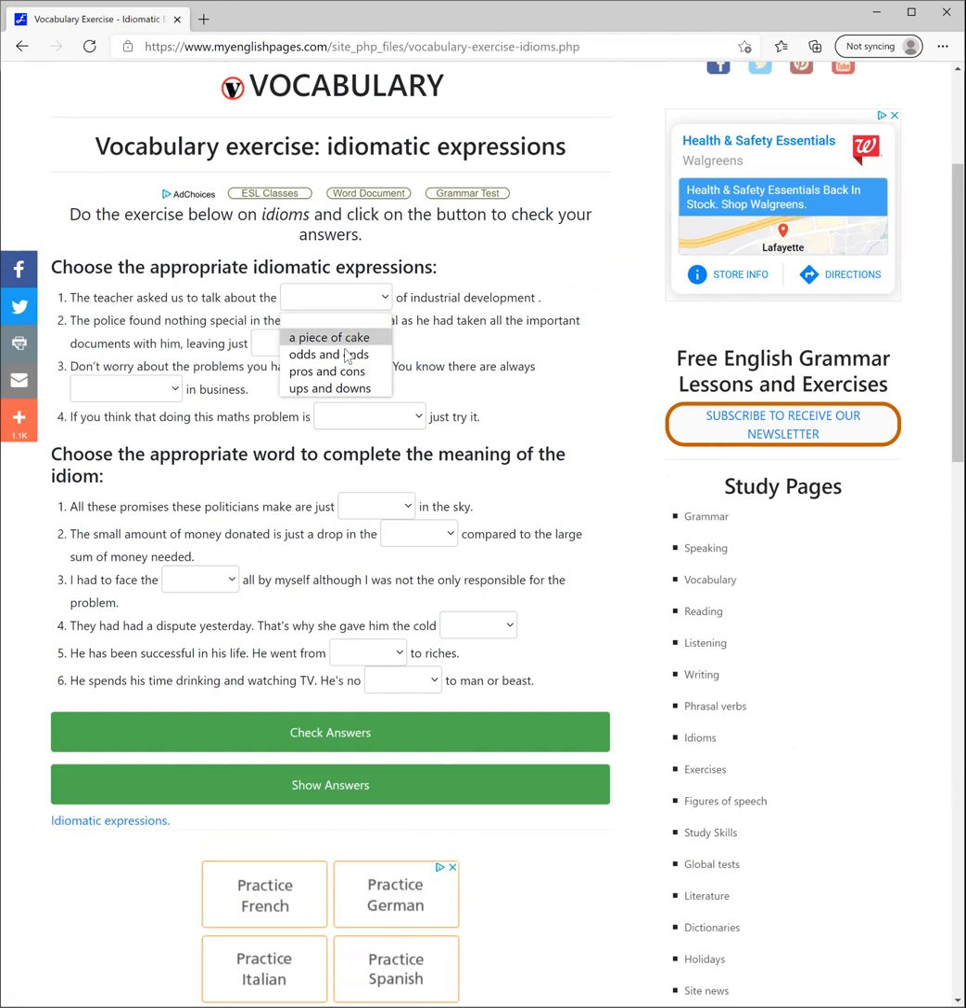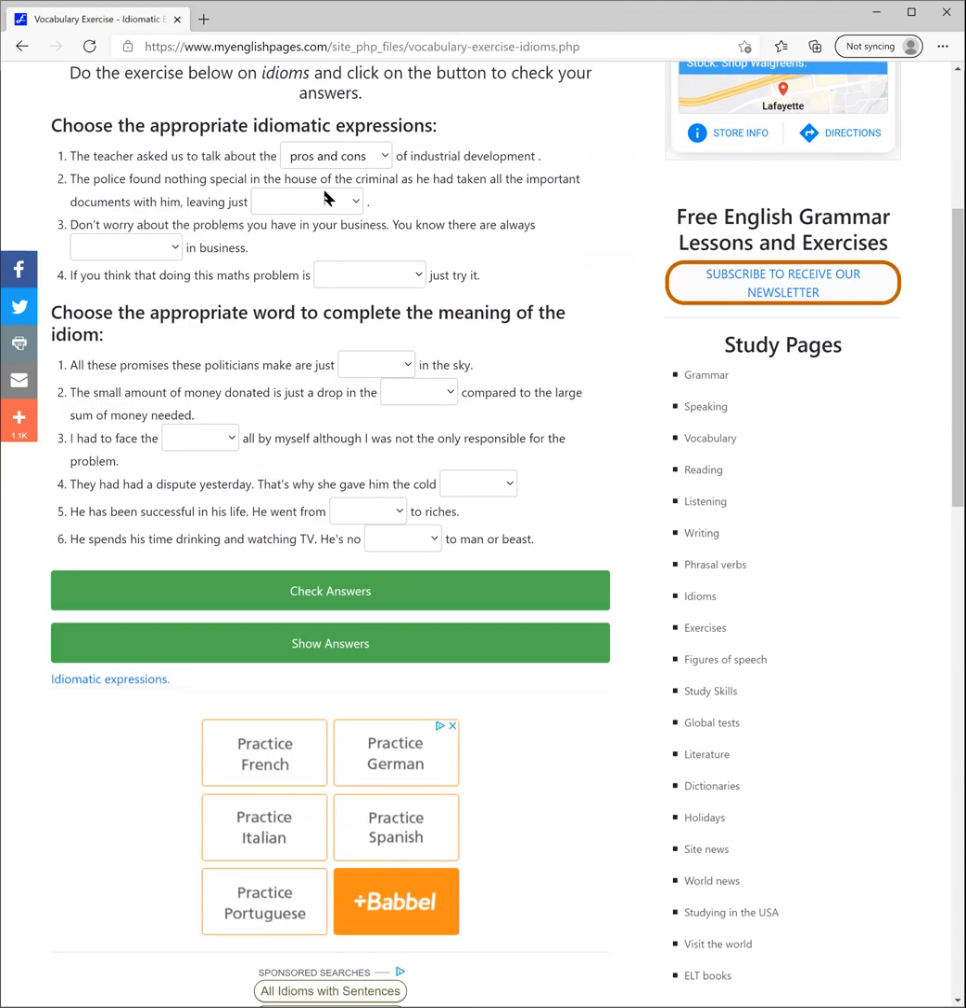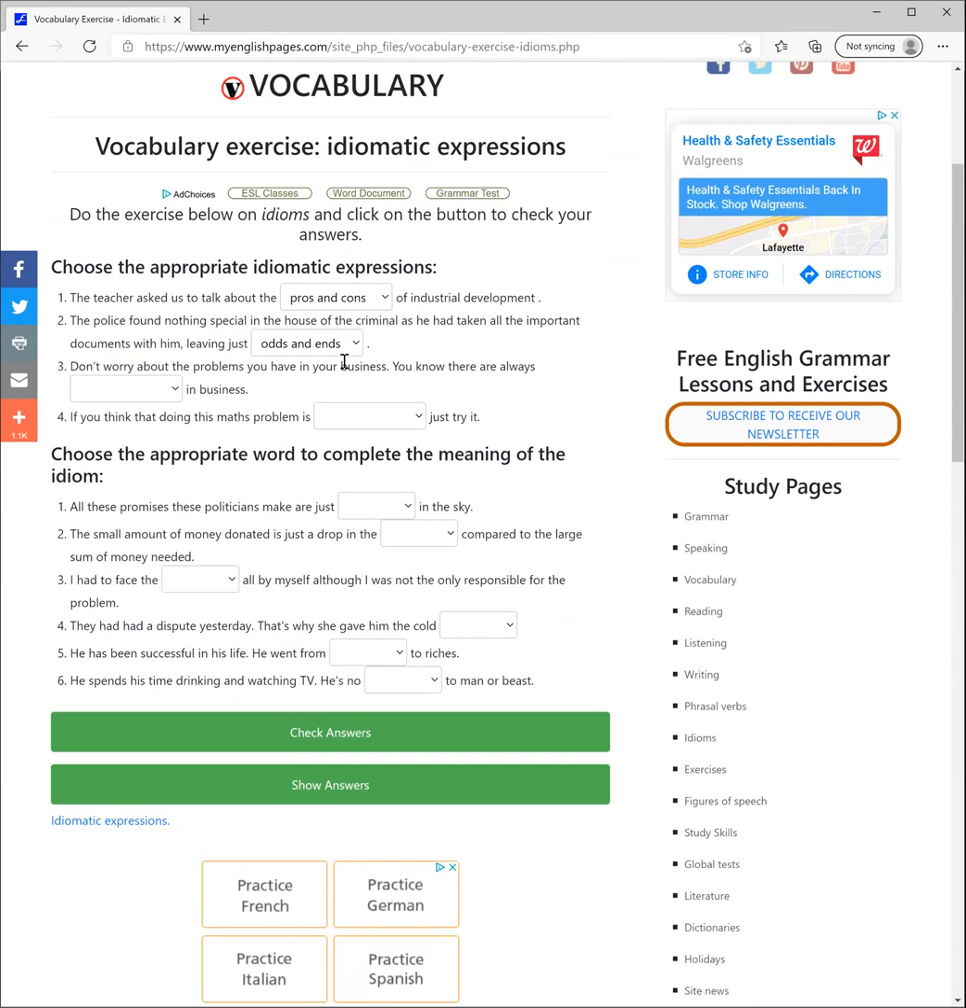So the answer here would be pros and cons. So it's like the benefits and bad things about industrial development. The police found nothing special in the house of the criminal as he had taken all the important documents with him, leaving just, so right here would be odds and ends, which just basically means nothing.